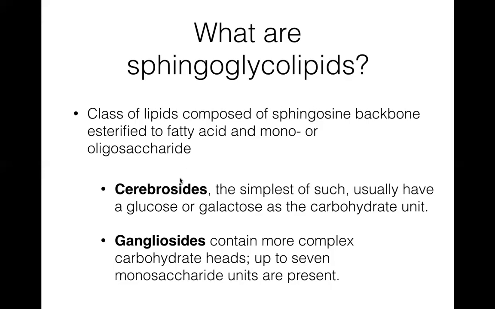We have two examples here, cerebroside and ganglioside. Cerebroside is the simplest of the sphingoglycolipids. The head is usually a monosaccharide, either a glucose or a galactose. On the other hand, the sphingoglycolipid called ganglioside is more complex because the head is composed of oligosaccharides. These are composed of up to 7 monosaccharides that are linked together.